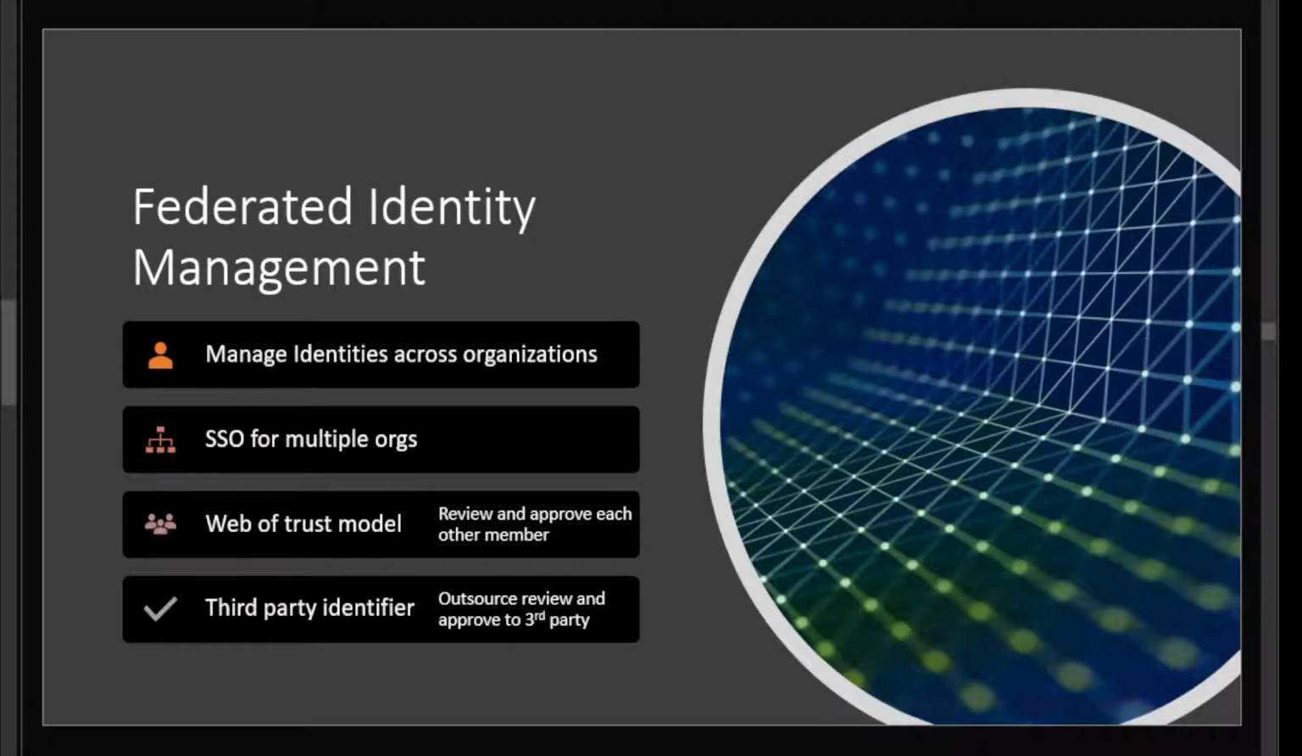Next, we're going to talk about federated identity management. Federated identity management, or federation in general, is much the same as normal identity management, except it is used to manage identities across disparate organizations. You can think of it as a single sign-on for multiple organizations. It manages identities across organizations. Utilize the web of trust model, which would be to review and approve each other member. This is a very cumbersome process, but is pretty secure. And then you can use a third-party identifier, which is outsourcing review and approval to a third party, as opposed to just doing it yourself.